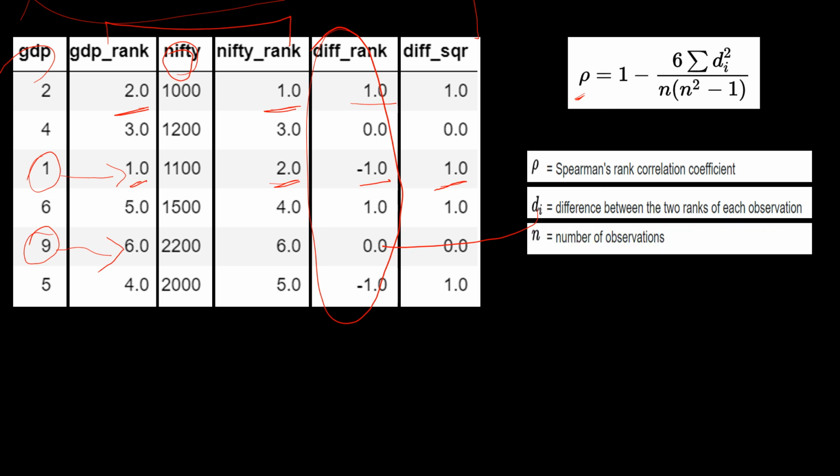Now here it says N, which is the number of observations. How many records do we have in this particular data set? So how many records do we have? 1, 2, 3, 4, 5, 6. We have 6 records, right? So the value for N will be 6.